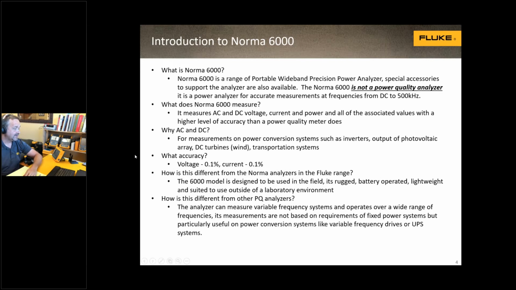So basically, again, how is it different? We went over some of the details there. The analyzer can measure variable frequency systems, so it's not fixed on your power distribution 50 and 60 hertz or 400 hertz limitations. You can make measurements with the Norma on the higher frequency variable speed drive outputs up to 500 kilohertz. So it has a very high frequency range capability.